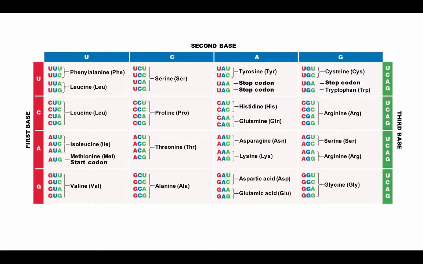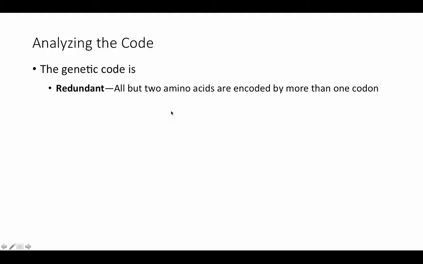So one thing you might notice is that we've got a lot of excess codons. We've got 60 codons that code for 20 amino acids. There's going to be duplication of codons that code for the same amino acid. So here we see 2 that specify phenylalanine, 2 that specify leucine, 4 more for leucine, and so there's repetition. The genetic code is redundant. All but 2 amino acids are encoded by more than one codon.